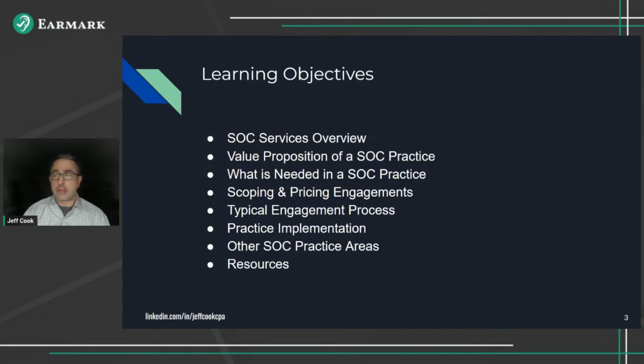So let's talk about those learning objectives quickly. We're going to go over a quick overview of SOC services for those of us that are learning about what that is. We're going to talk about value propositions and what's needed in a practice. How do we scope and price engagements? That's going to be a really important one, because planning an engagement is so crucial, similar to a financial statement audit, where you have to plan that audit accordingly for it to be successful. It's the same thing on a SOC audit.